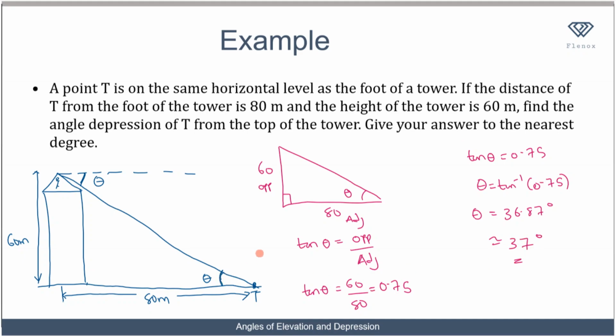So the angle here, which is the same as this angle here, is equal to what? 37 degrees. And since it's an alternate angle with this angle of depression over here, I know that this angle here theta is equal to 37 degrees, and that is the what? Angle of depression. So the angle of depression of T from the top of the tower is 37 degrees.